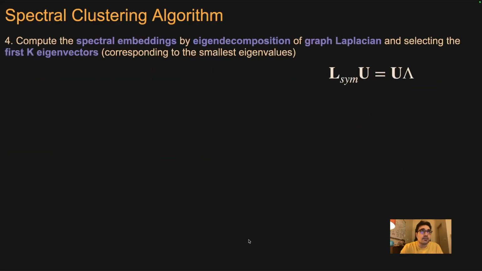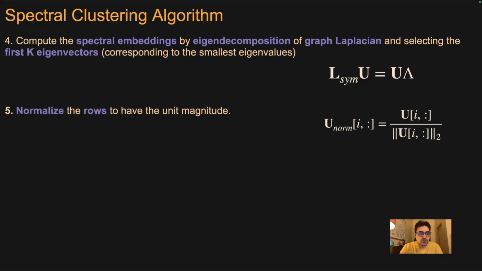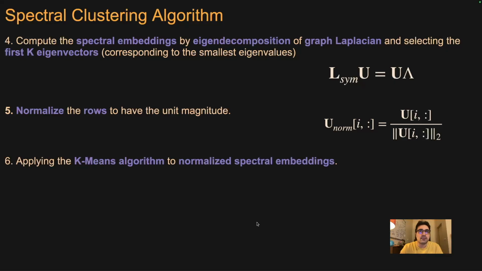The next step is to find the eigenvectors and eigenvalues of the normalized graph Laplacian. We select the k first eigenvectors that correspond to the k smallest eigenvalues and refer to them as spectral embeddings. And then we are going to normalize the rows of the spectral embeddings to have unit magnitude. And finally, we want to apply the k-means clustering algorithm to the normalized spectral embeddings to find the k clusters of data. So this is a basic implementation of the clustering algorithm.